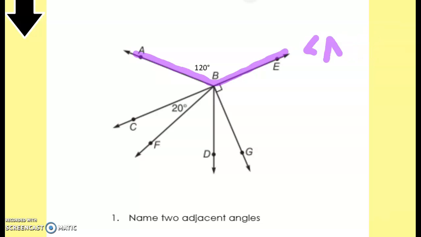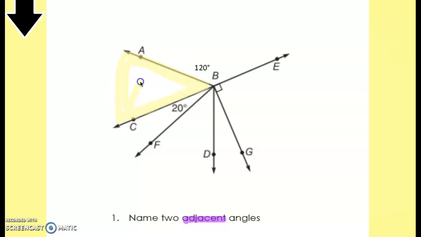First question here is looking at this graphic, name two adjacent angles. So it's kind of a key vocab task. You have to remember what adjacent is. Adjacent are neighboring angles, so there are a ton of options here, guys. We have a ton of angles that are right next to each other. We could work our way around the circle.